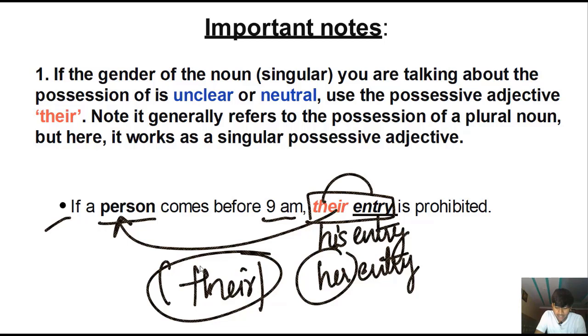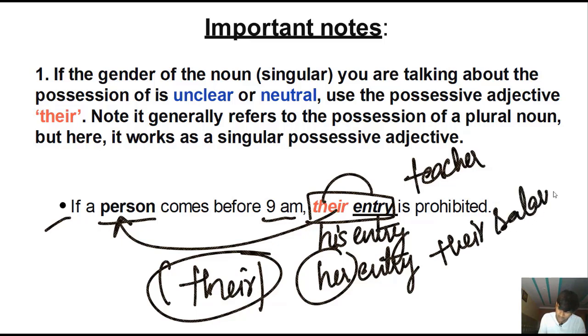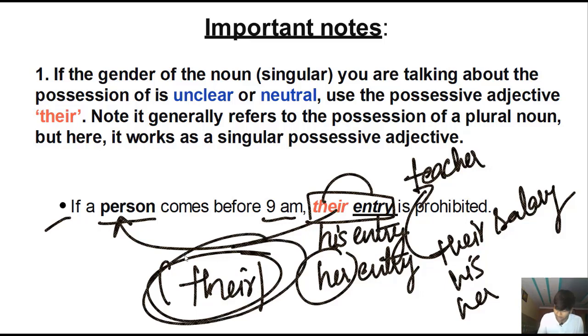If a teacher doesn't help you with any of your doubts, their salary will be deducted. Their salary. Teacher, we don't know which teacher it is, whether it's male or female, right? So if a teacher doesn't help you with your doubts, their salary will be deducted. There, I can say his salary, I can say her salary, and I can get away with the grammatical aspect of it, right? But still that's not right. You're being sexist to a particular gender, to a particular community. Don't do that. Use the singular neutral possessive adjective that is there, right?